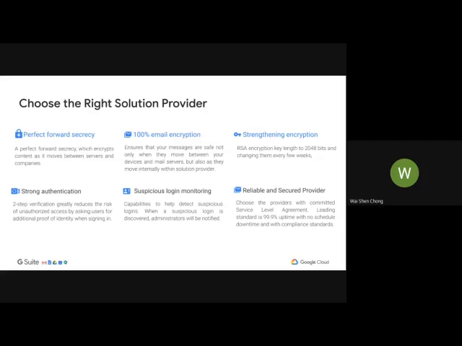And of course, you need to have 100% email encryption. It ensures that your messages are safe not only when they move between your devices and the mail service, but also when they move internally within the solution provider. So if you are using a local host or someone who hosts your email for you, how safe is it? Is the person who is hosting or managing the email service for you using the right access control?